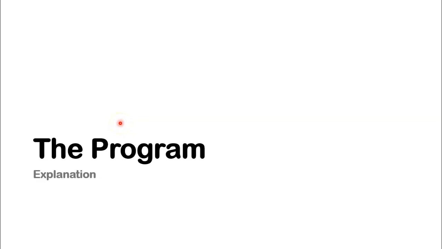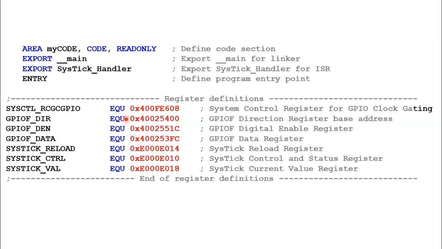Program explanation. Okay, so here is the AREA, my code, code read only. So this basically defines the code section. My code here is a name given to the section. CODE indicates that this section contains executable code, and READONLY means the section is read only and cannot be modified at runtime.